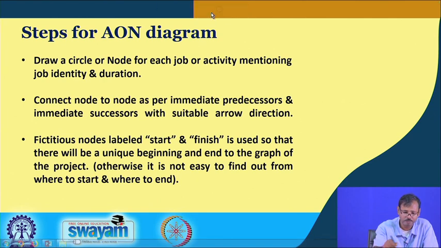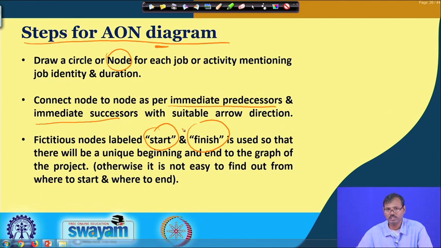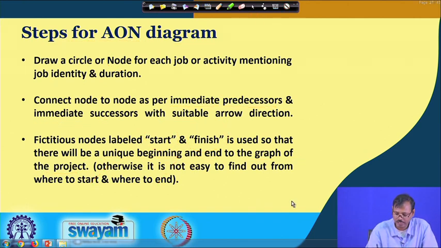Now, let us see the steps for constructing the AON diagram. We have to draw a circle or node for each job and activity, then connect the nodes as per the immediate predecessors and immediate successors, and there must be two nodes for start and finish, so that there is a unique beginning and end for the project graph. Otherwise, it is not easy to find out where it starts and where it ends. So, these are the essential steps required for the activity on node diagram, and in this way we can construct the activity on node diagram.